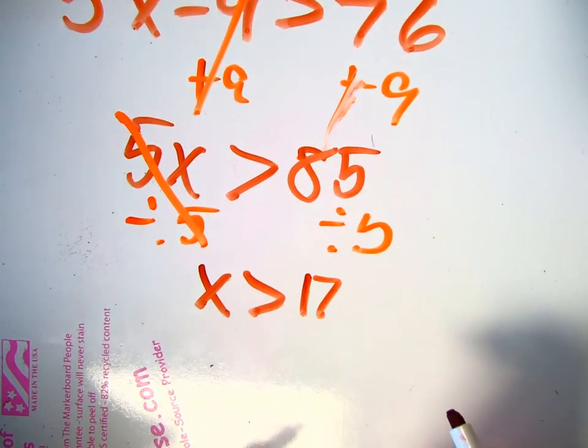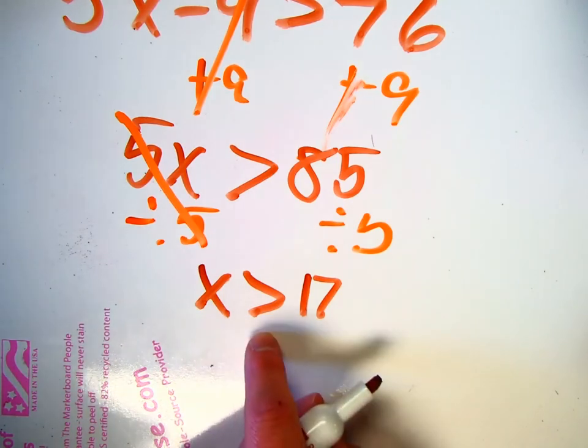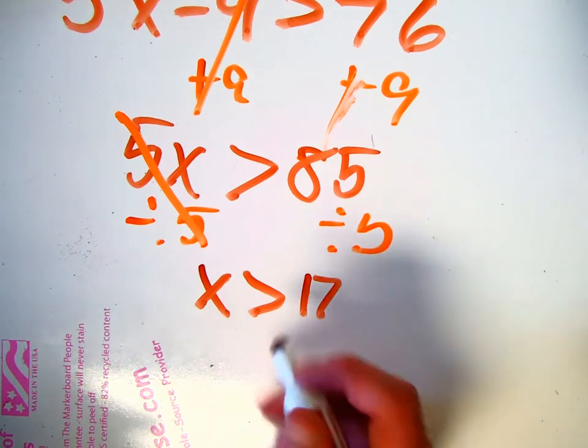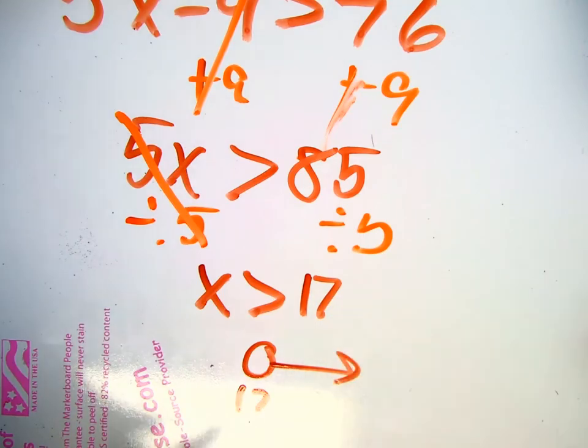We do not have to do a swap because it is going the correct direction, and we do not have to do a flip because we divided by a positive number on both sides. To graph it, I would do an open circle at 17 and shade to the right.